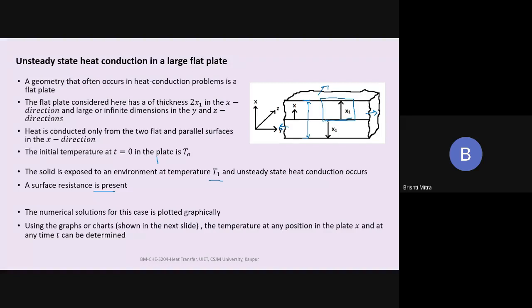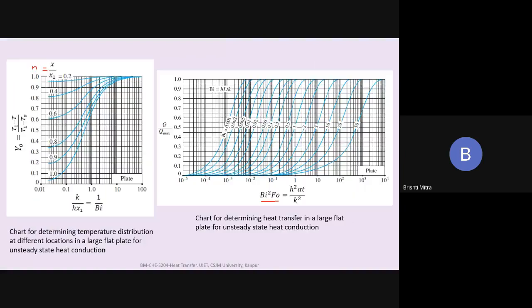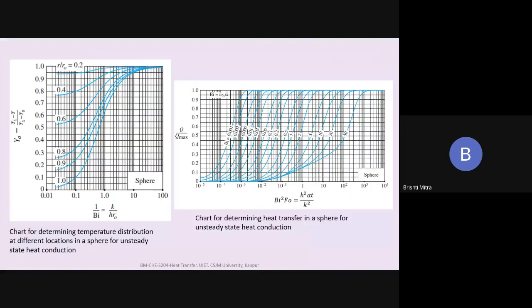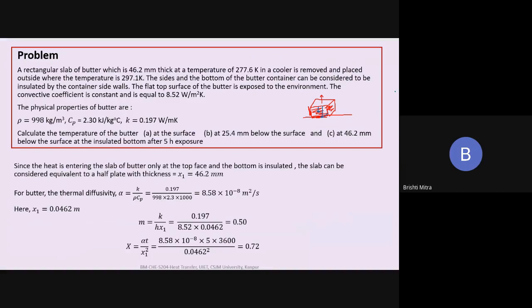Because the bottom is insulated, no heat is going out of the system. In this picture, heat was going out from the top surface and also from the bottom surface, these two surfaces. But here we have been told that the bottom surface is insulated. The sides are also insulated. The only way the heat goes out is from the top surface. So that is why we are not considering the entire slab. We are considering only half the slab. So this is my half the slab.